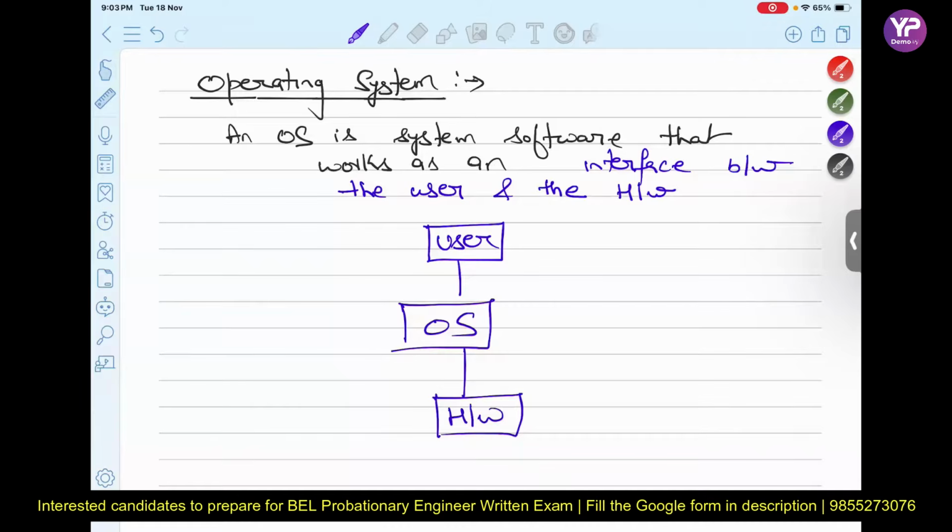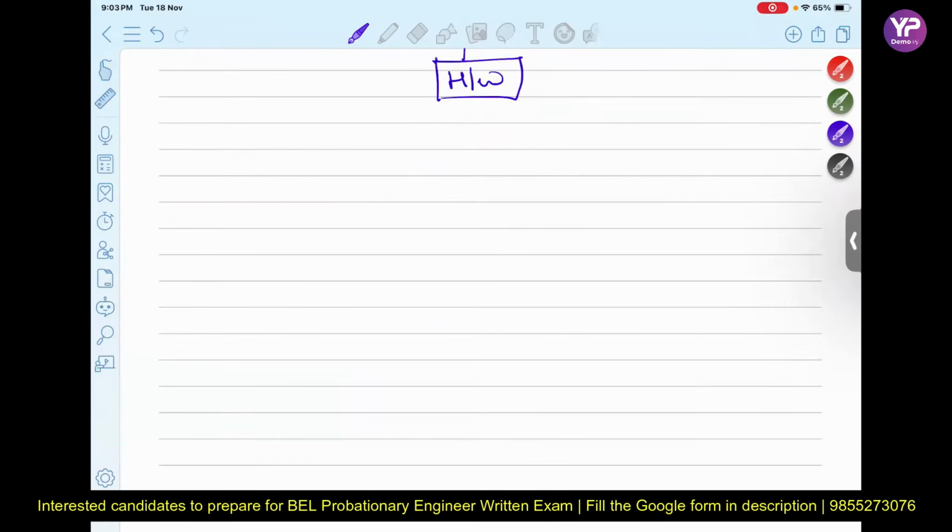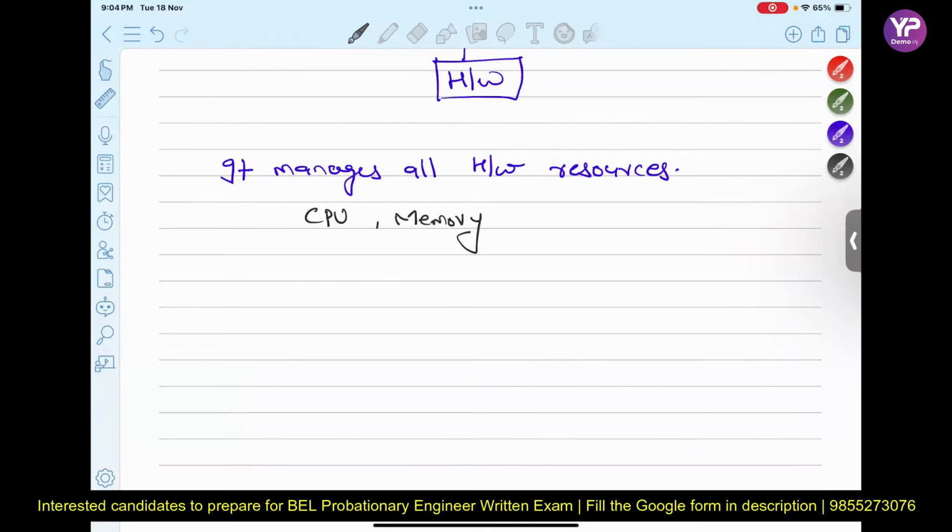Can you just tell me why there is a need of interface? Why not user can directly interact with the hardware? Sir, communication needed. Sir, it manages resources, hardware and software, I think. That is absolutely true. That means it manages all hardware resources like CPU, memory, input output devices.